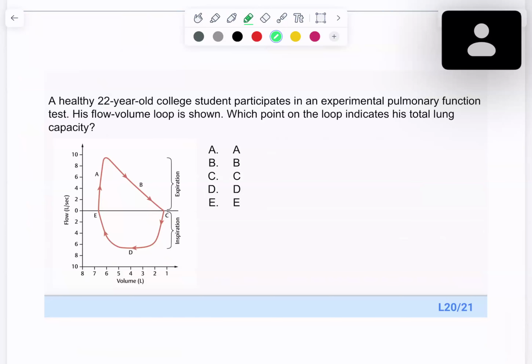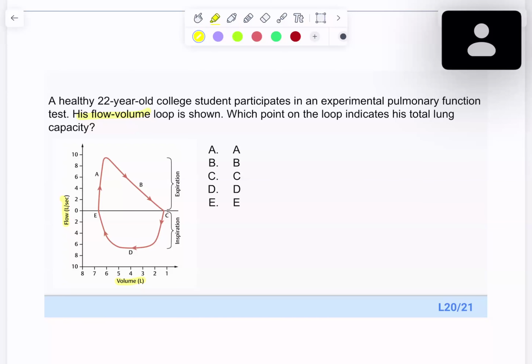Okay, excellent. Next question. You have a healthy 22-year-old college student participating in an experimental pulmonary function test. His flow volume loop is shown. Which point indicates total lung capacity? Again, notice here, there's the volume and there's the flow. Let's see, you're saying E, correct.